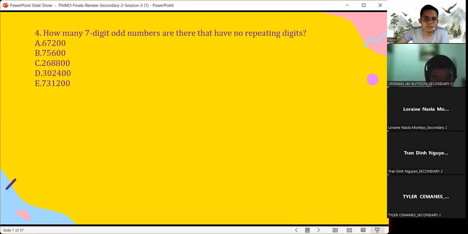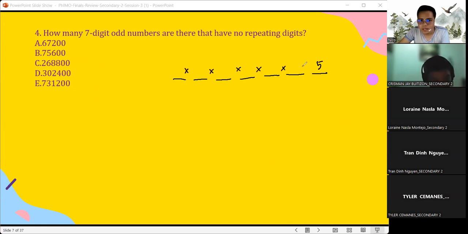How many 7-digit odd numbers are there that have no repeating digits? So there's no repeating digits. It should be odd numbers, no? Okay, so since it's an odd number, you put 5 here already, right? How many options do you have here? 9. Because you already used one out of 10. You can't use 0. You cannot use one odd number. So this is for 0, then this is for odd.